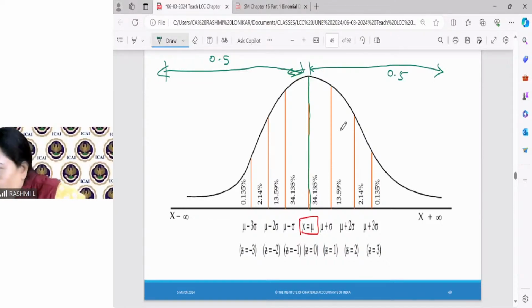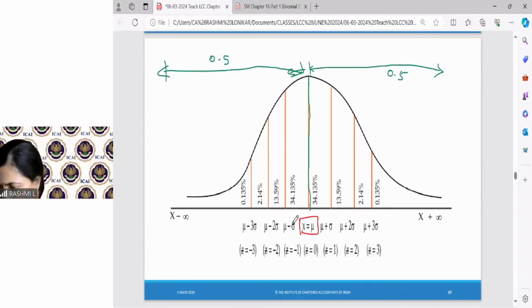So that is there. But what will happen when I take z is equal to minus 1, that is mu minus sigma. So how much area will be covered? 34.135. Mu plus sigma 34.135. Okay, तो ये सिमेट्री है, यहाँ पे भी ये इक्वल है, वो तो होना ही है क्योंकि कर्व ही आपका सिमेट्रिक है. तो आप अगर म्यू माइनस सिग्मा और यहाँ म्यू प्लस सिग्मा करेंगे तो वो इक्वल आएगा.